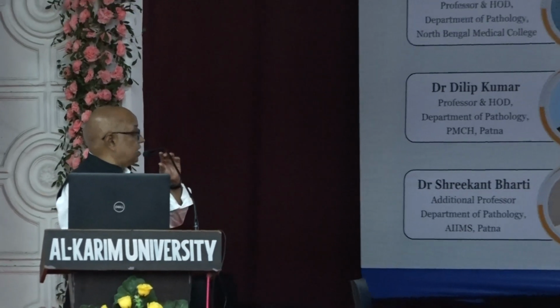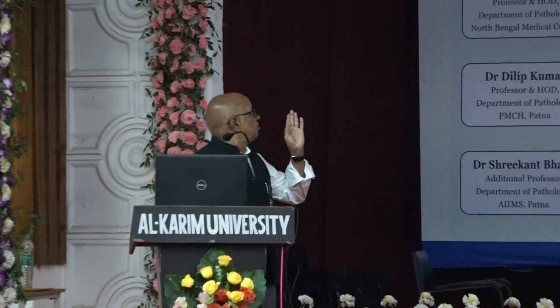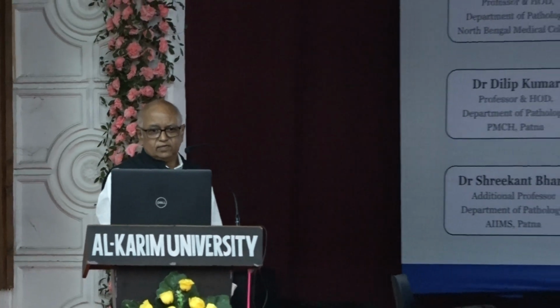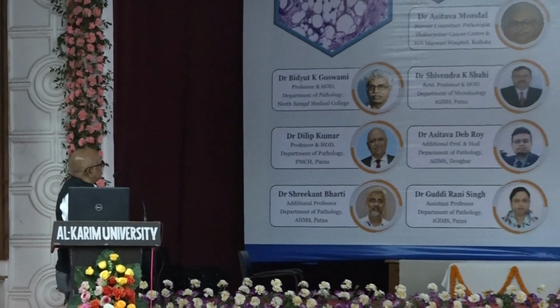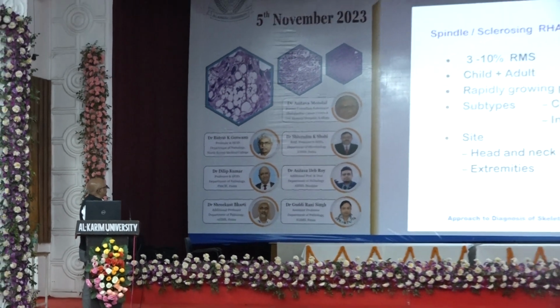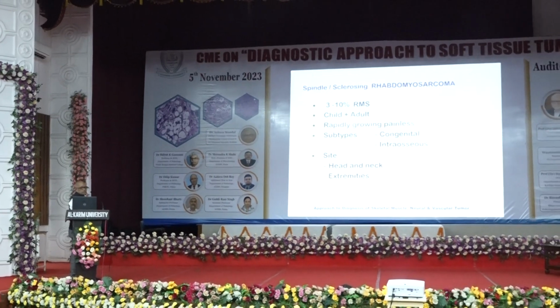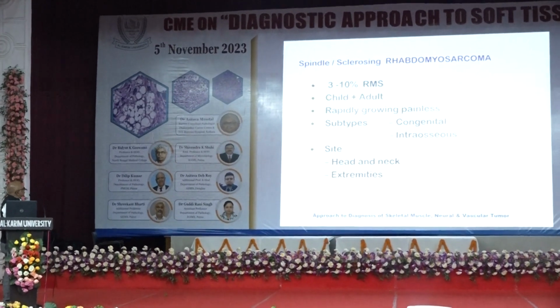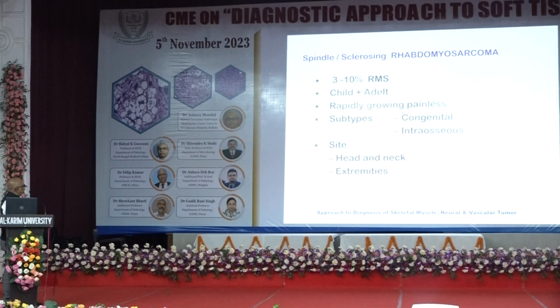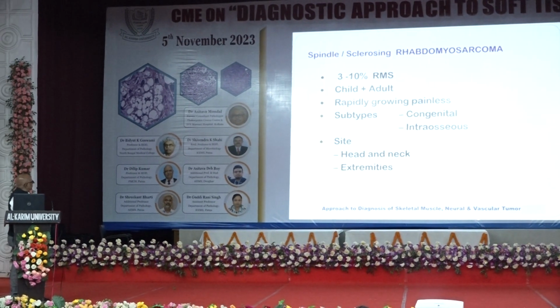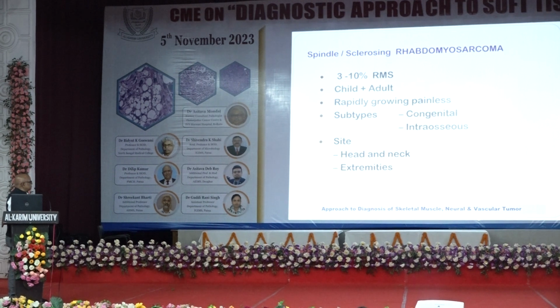Now, as Dr. Mondal has shown, this is sclerosing rhabdomyosarcoma, the new entity. Here is this spindle cell sclerosing rhabdomyosarcoma. It is 3 to 10% of rhabdomyosarcoma. It occurs in both children and adults, both age groups. Rapidly growing painless tumor. Sometimes it occurs congenitally, sometimes it is found intraosseous, inside the bone also. Site is head and neck and extremities.